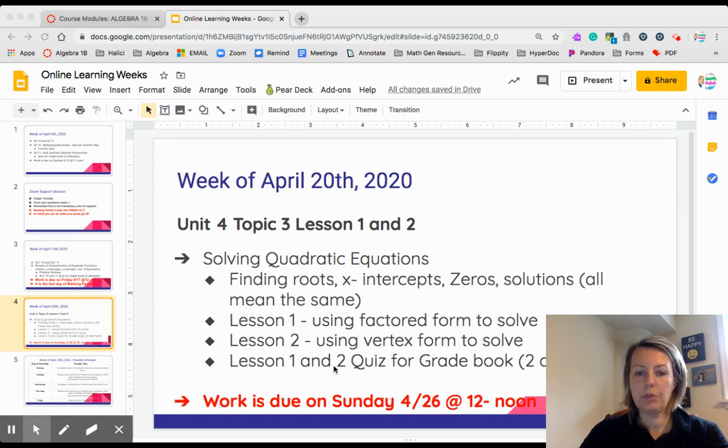Your graded assignment for this week is going to be lesson 1, the quiz, which is all the way at the end. And again, you have 2 attempts. Your work for this week is due on Sunday at noon.